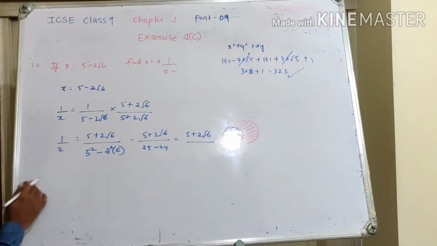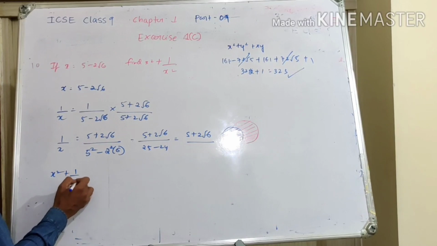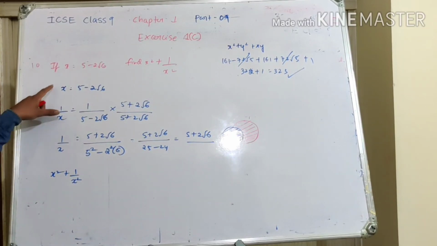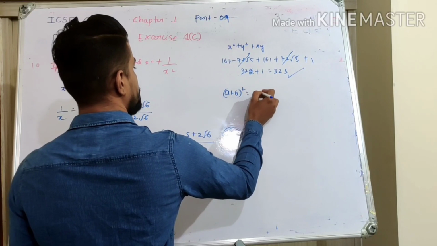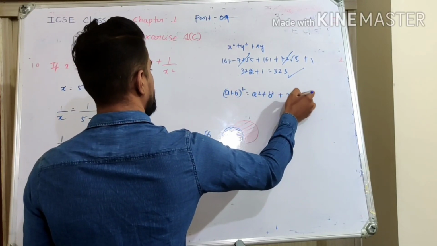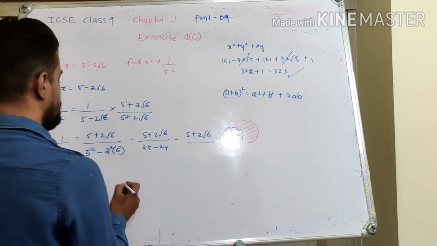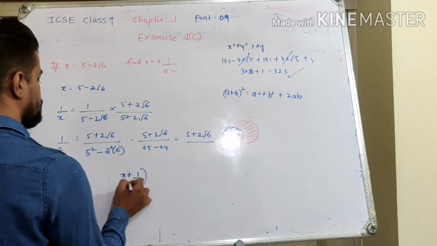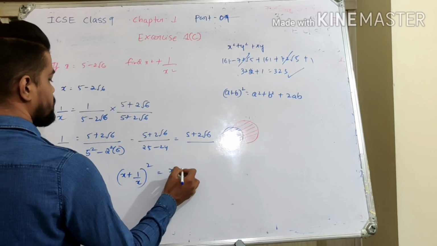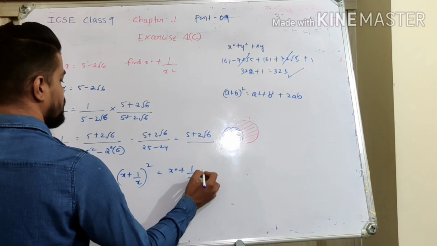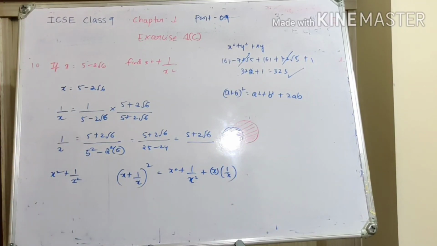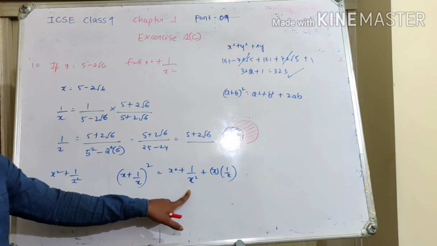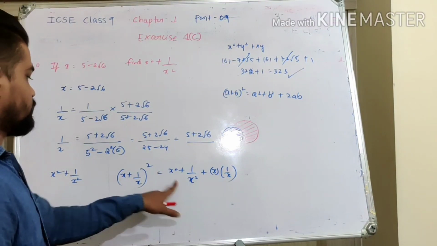Okay. Now we need x square plus 1 by x whole square. That I can do by squaring this and this. But is there any other alternative? Let's see. What is the expansion of a plus b whole square? a plus b whole square is a square plus b square plus 2ab, right? Same way, if I talk about x plus 1 by x whole square, what I end up with is x square plus 1 by x square plus x into 1 by x. Okay, so I want this term. To get this term, we need to substitute all this.